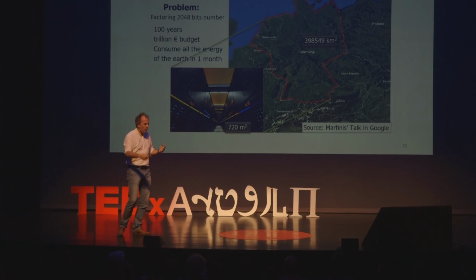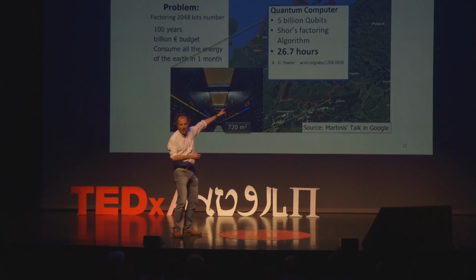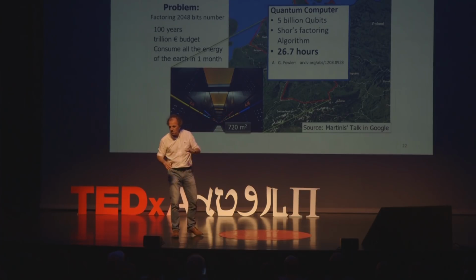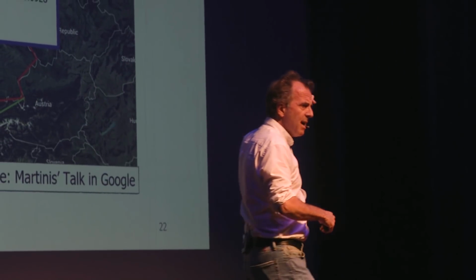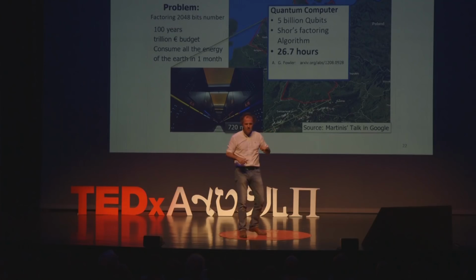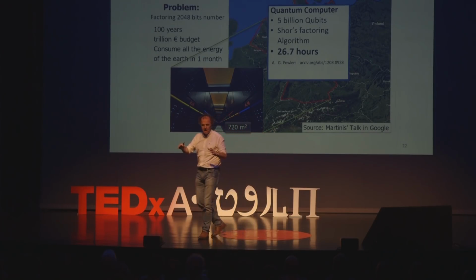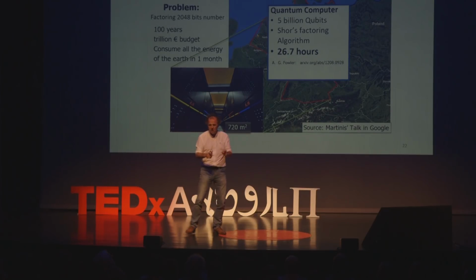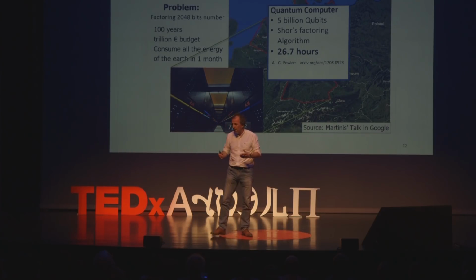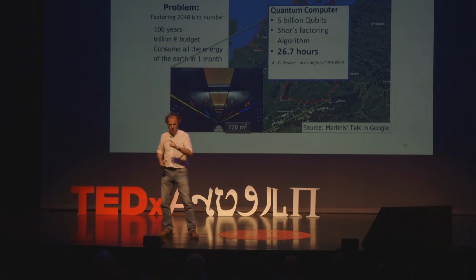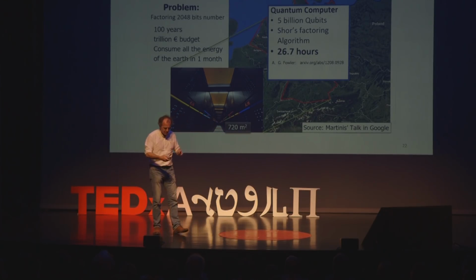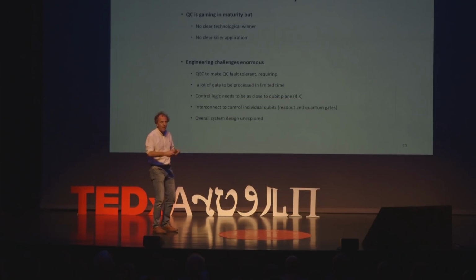Now, if I can build a quantum computer, and look at the 5 billion qubits, the physicists are very proud, they're at 7 and 17, so going to 5 billion is still quite a way to go. But in principle, at that size, with Shor's factoring algorithm, it should be done in a bit more than a day. So from 100 years, with inconceivable amounts of energy, you can downsize it to 1 day, and it really uses much less energy. I did not insist on that, because I'm already running out of time.